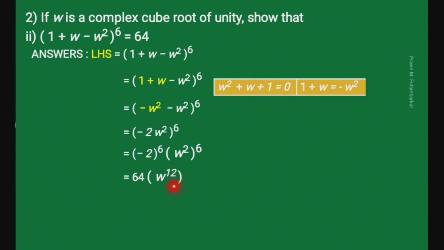Now this 12 is a multiple of 3. So we factorize this first. So we write this 12 as omega cube raised to the power 4. So omega cube is 1. So we write omega cube as 1. Omega cube is 1, so 1 raised to the power any number, we get that number. So 64 into 1 equals 64, which is RHS.